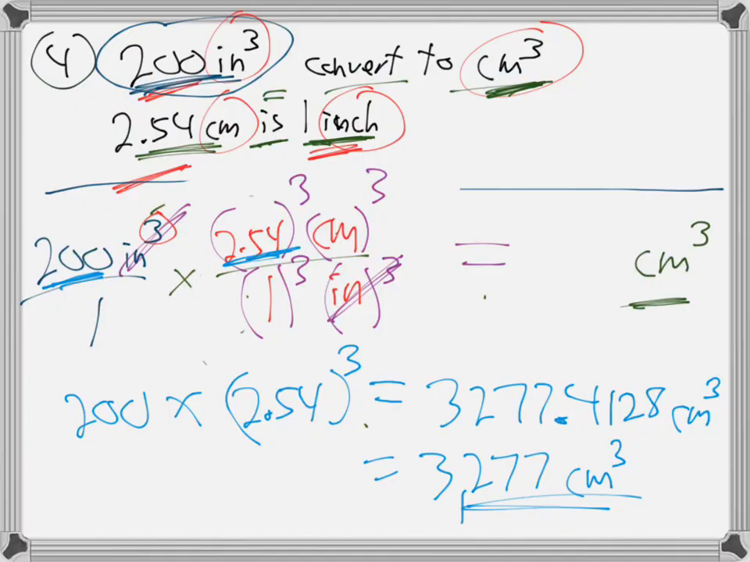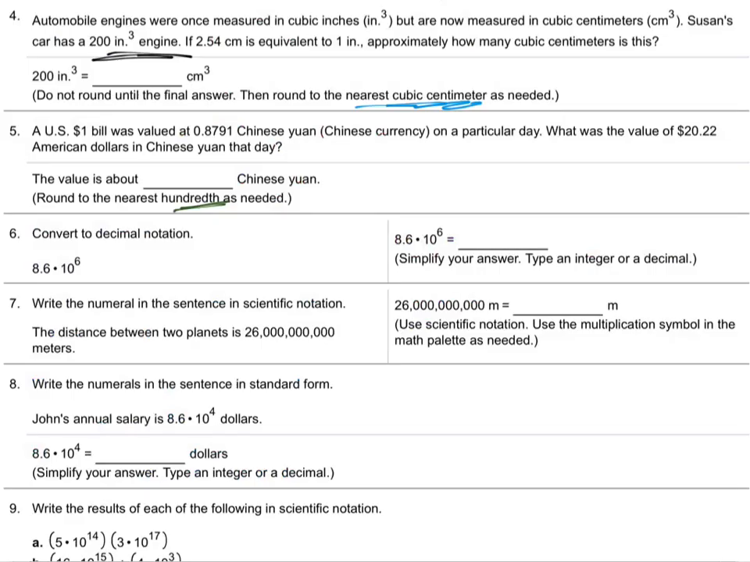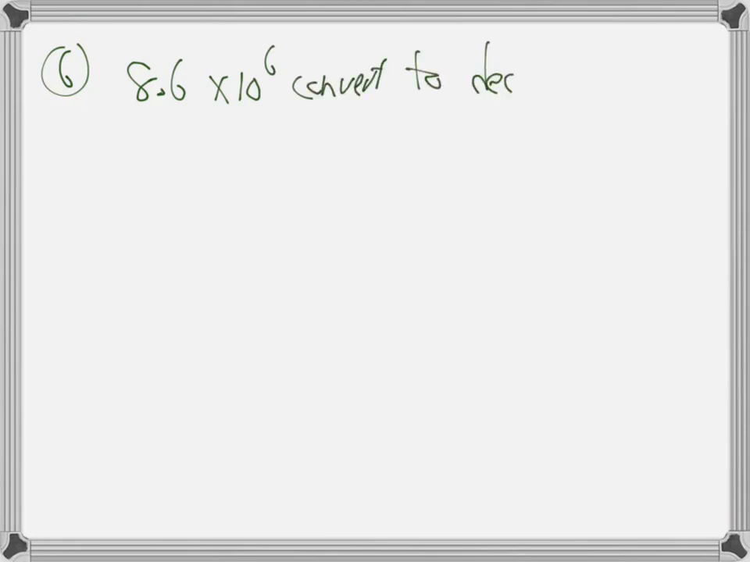All right, let's see another one. Okay, we're going to convert to decimal. So number 6: 8.6 times 10 to the 6. Convert to decimal. All right, so do you remember what in the world that means? What's that called when they do it that way? Scientific notation. Yeah, I've seen that before. Scientific notation.